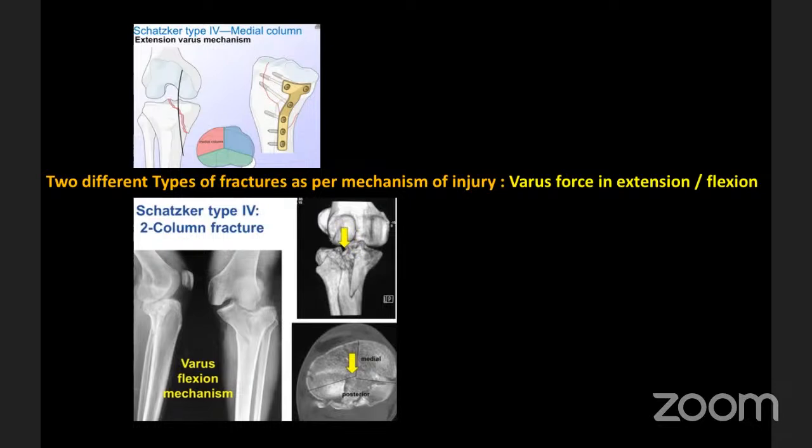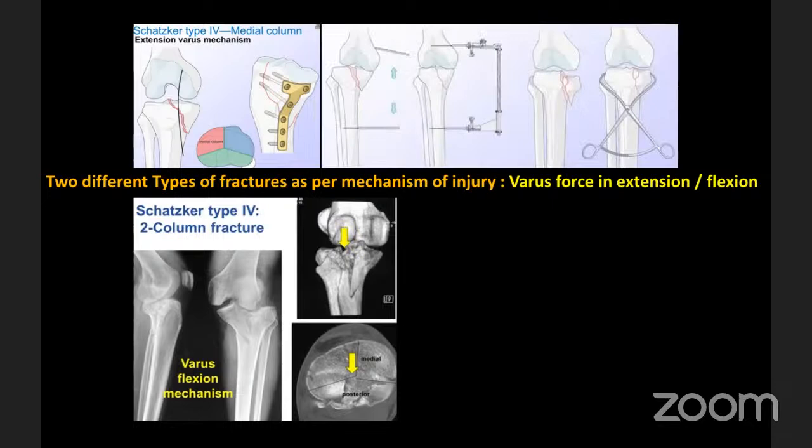There are 2 different types of fracture as per mechanism of injury. See how the medial condyle fracture occurs and how it goes. One is the extension type fracture, and the other is the flexion type: varus force in extension and varus force in flexion. Varus force in extension means a simple fracture. It will have its apex anteromedially or medially. Just give traction, it will fall into place, put a medial plate and an intercondylar screw, and it is over.